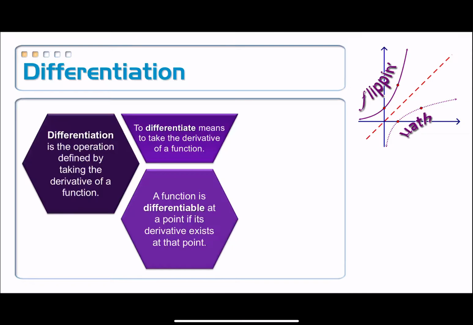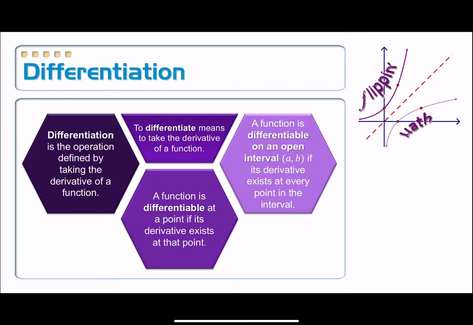A function is differentiable. Now we have an adjective. A function is differentiable at a point if the derivative exists at that point. So we've got a verb, a noun, and an adjective. Then a function is differentiable on an open interval from a to b if its derivative exists at every single point in that interval.